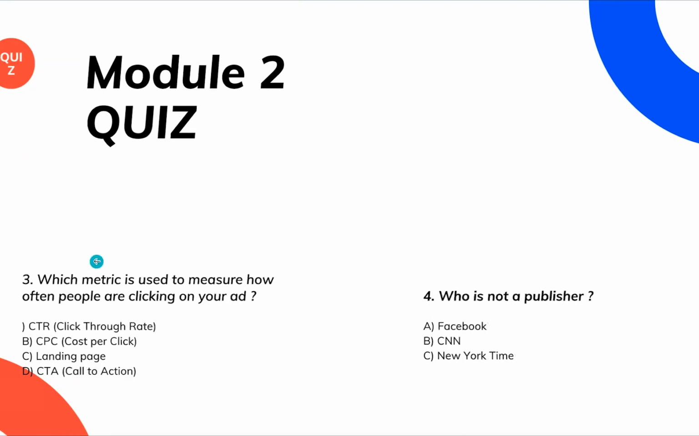Yes, yeah. Okay, so now we're going to do: which metric is used to measure how often people are clicking on your ad? Click-through rate, cost per click, landing page, or call to action? Which one? You can just put A, B, C, or D. So here the answer is A, click-through rate. Which means if 1,000 people view the ad and 30% click, and your boss asks what our click-through rate is, it's 30%.